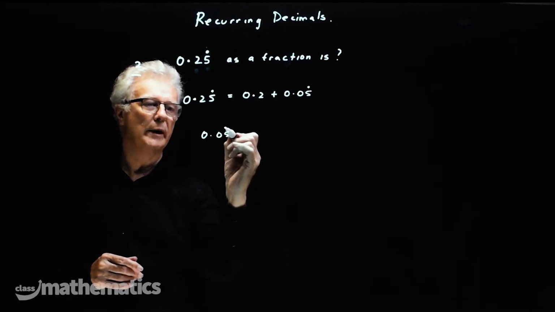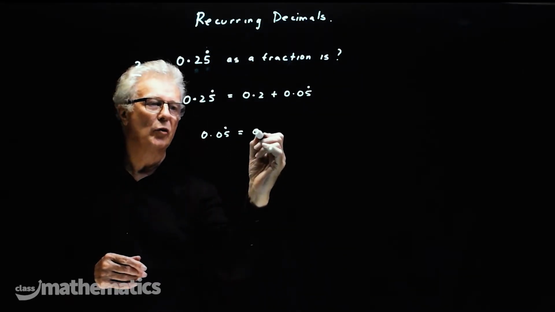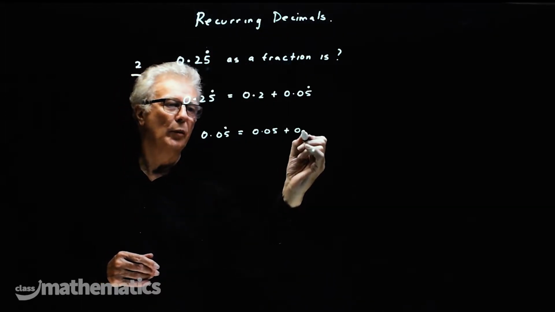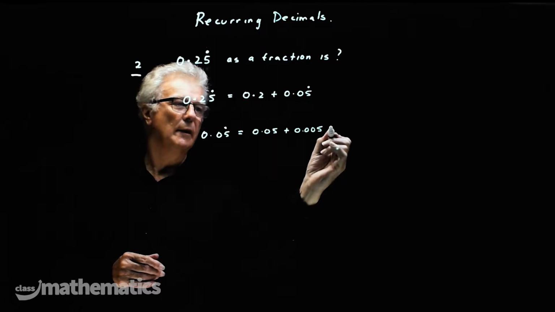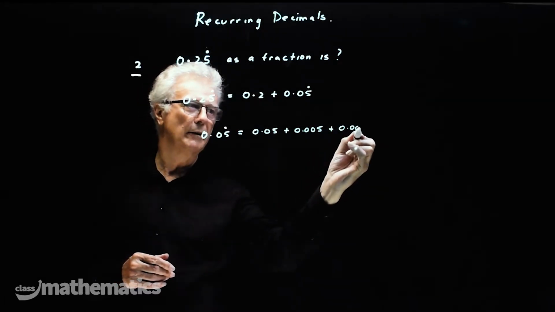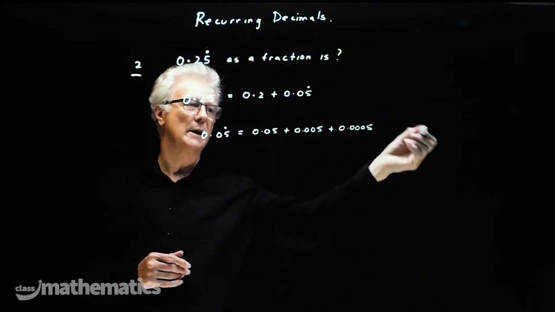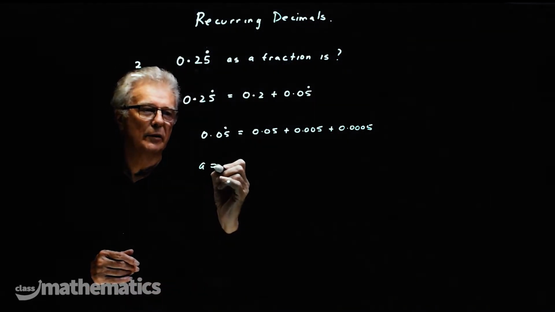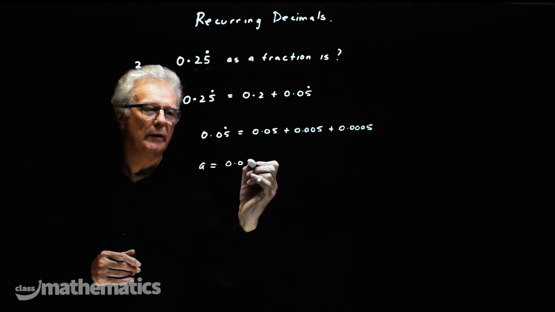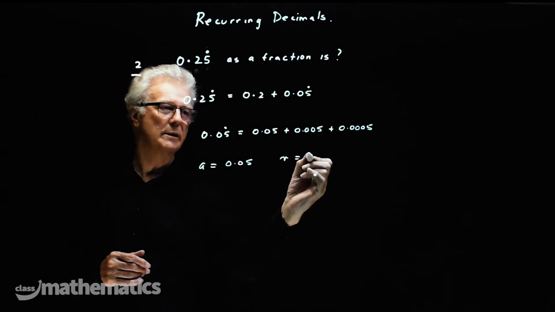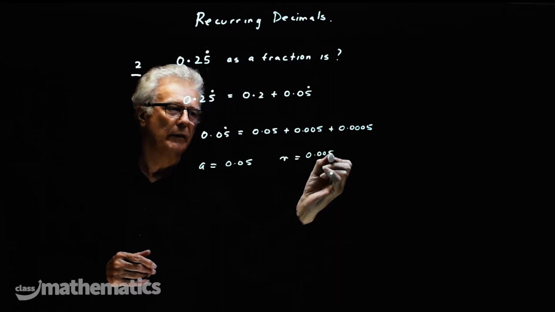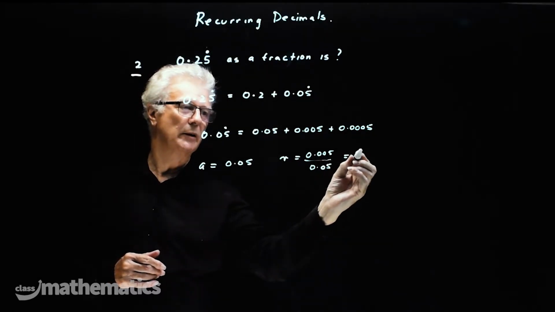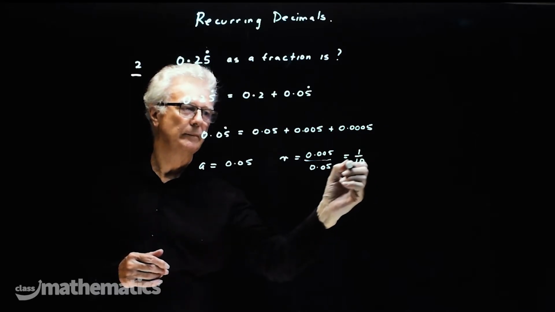So 0.05 repeater can be written as 0.05 plus 0.005 plus 0.0005, etc., etc. Now, the first term, A, is equal to 0.05. The common ratio is 0.005 all over 0.05, and that comes out to 1 over 10.